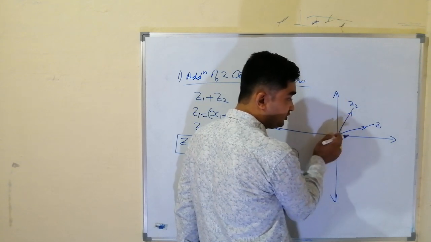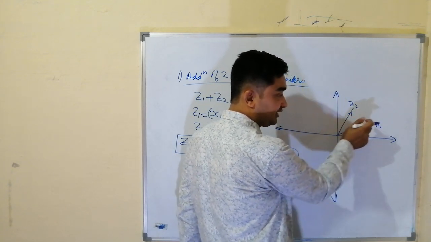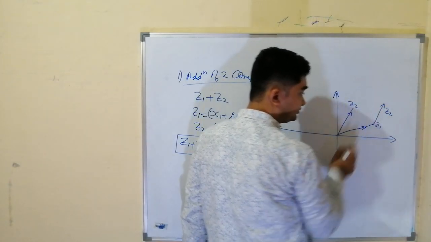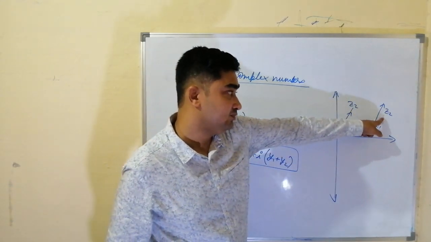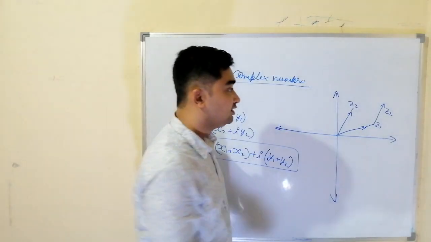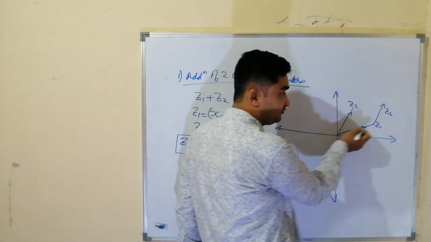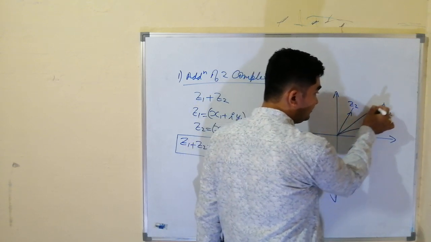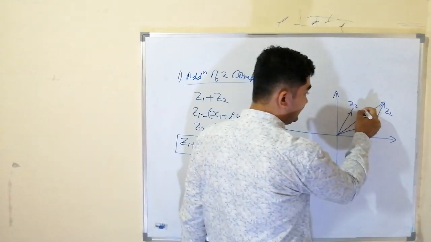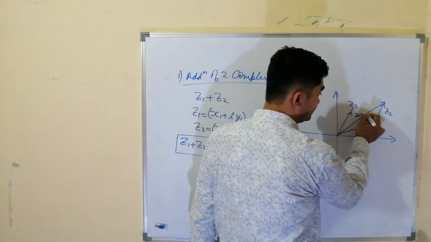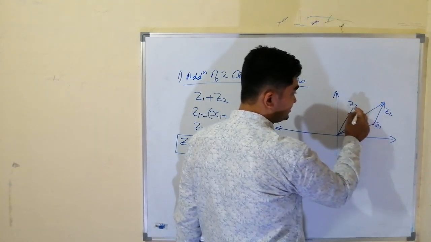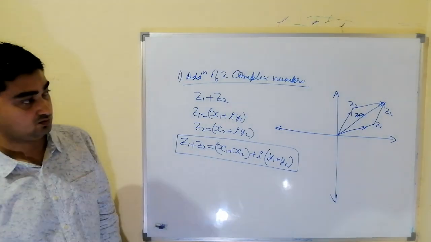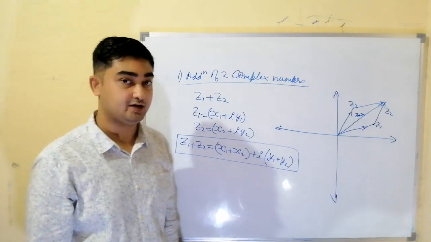In vectors, what we used to do, we used to add the tail of the second to the head of the first. Here also we can do that. We can call this Z2, keeping the direction the same and the magnitude also the same. Now we have started from the origin. With Z1 we reached here, with Z2 we reached here. So finally where we went, we have reached here. So this line represents Z1 plus Z2, which is the diagonal of the parallelogram whose adjacent sides are Z1 and Z2.